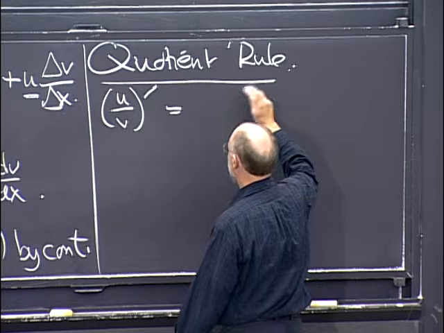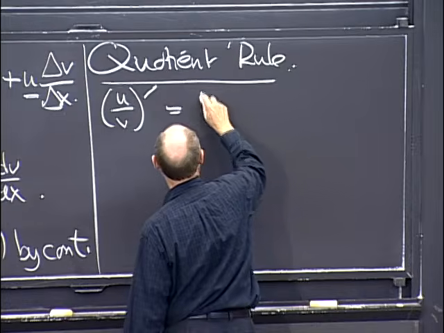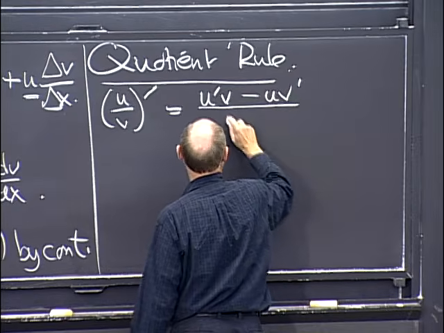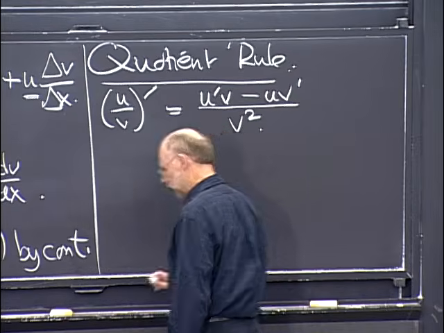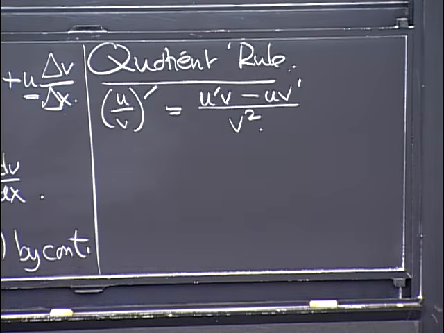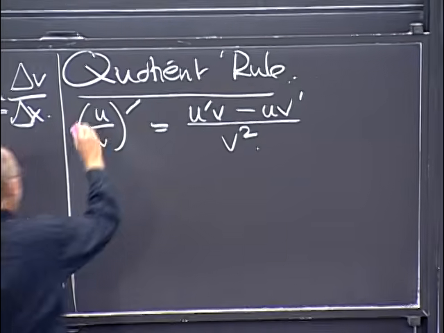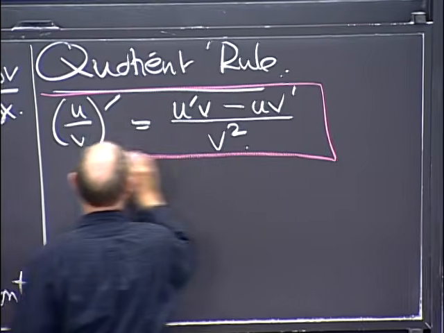So I always have to think about this and hope that I get it right. u prime v minus u v prime divided by v squared. This may be the craziest rule you'll see in this course, but there it is. And I'll try to show you why it's true and see an example.